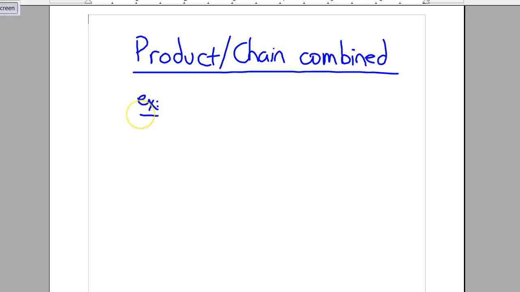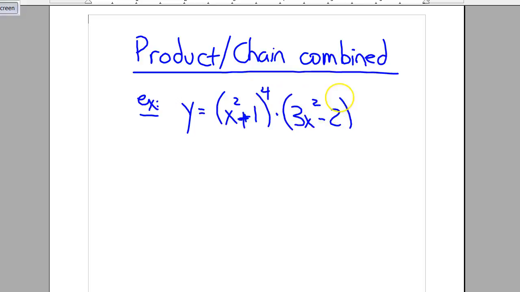So let's say I had (x squared plus 1) to the 4th times (3x squared minus 2) to the 3rd. So that is product rule, because you have a function of x, another function of x that are being multiplied together. But within that product rule, you're going to have to use chain rule twice.